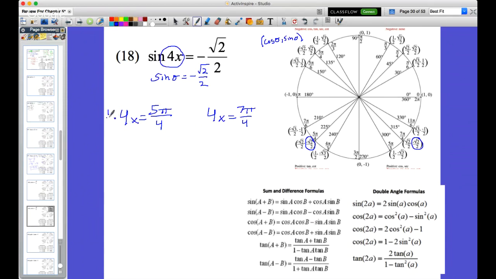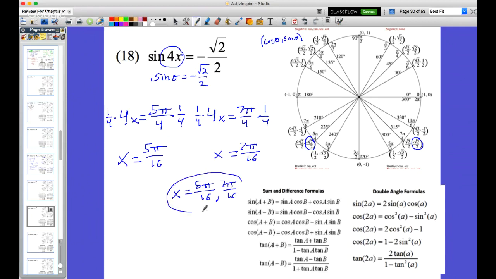We're going to multiply by the reciprocal on both sides, and we'll get x is equal to 5 pi over 16. And then we multiply by the reciprocal on the other side to get x is equal to 7 pi over 16. So then our final answer will be x is equal to 5 pi over 16 and 7 pi over 16. And again, it's isolate and solve.